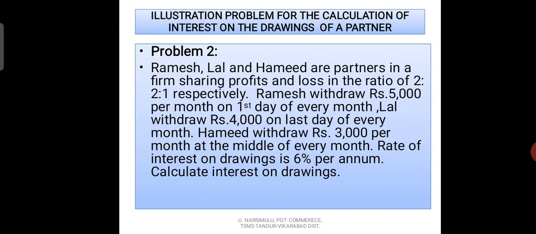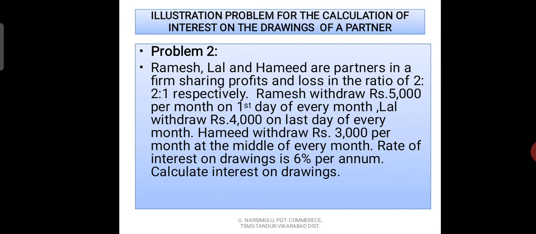So here we can calculate interest at the rate of 5.5% per annum. Come to the third one, Hamid withdraws rupees 3000 per month at the middle of the month. So every month, what's happening? The third partner also withdraws money from the partnership firm, in the middle of the month. We don't know on which day he draws the money from the business, but in the middle of the month he withdraws the money.